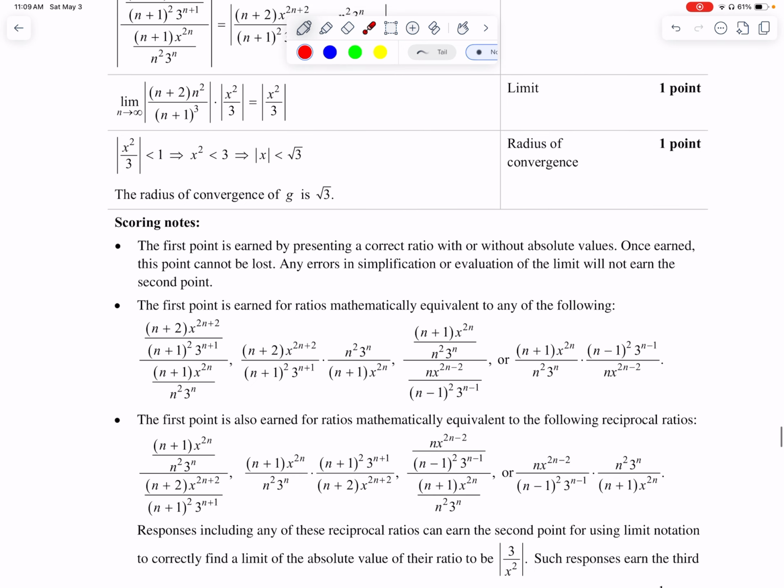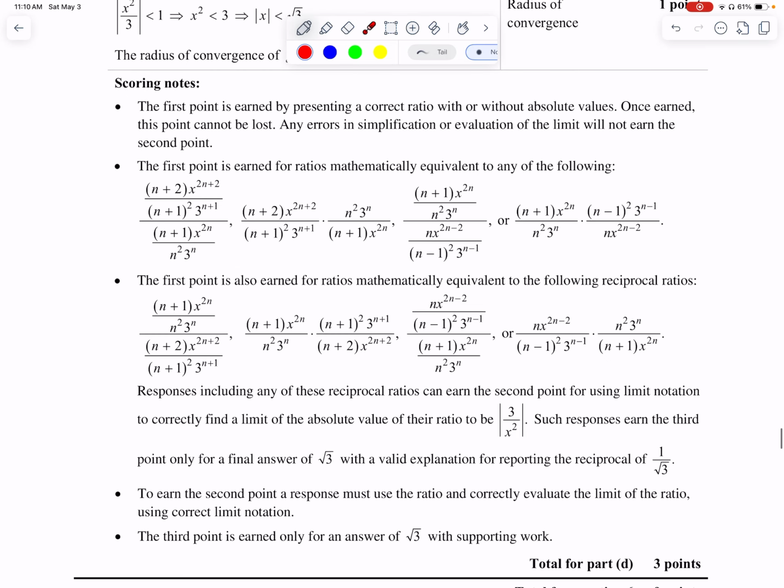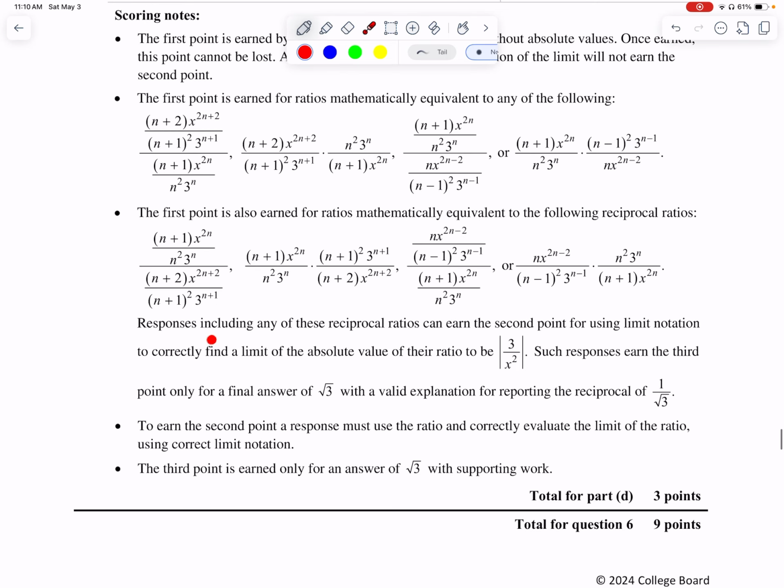Scoring notes. The first point is earned by presenting a correct ratio with or without absolute values. Interesting. Once earned, this point cannot be lost. Any errors in simplification or evaluation of the limit will not earn the second point. The first point is earned for all of these kinds of ratios. I'm not going through all those. Or these, geez. Responses including the symbol can earn the second point for using limit notation to correctly find a limit of the absolute value of the ratios to be this.